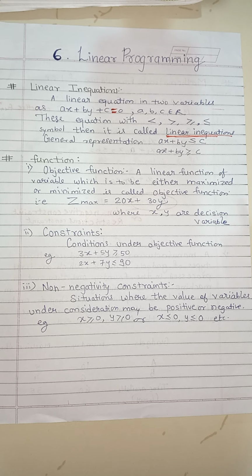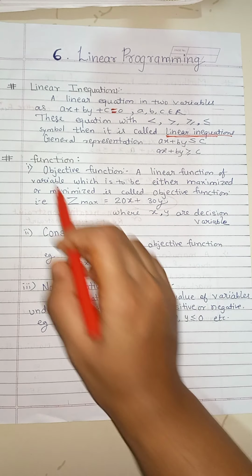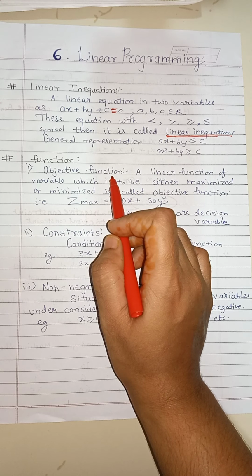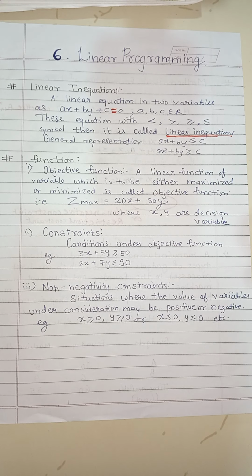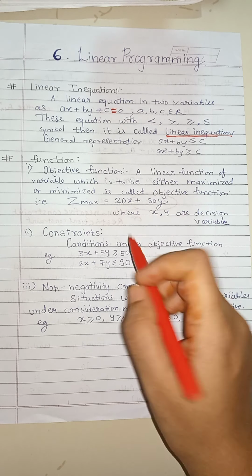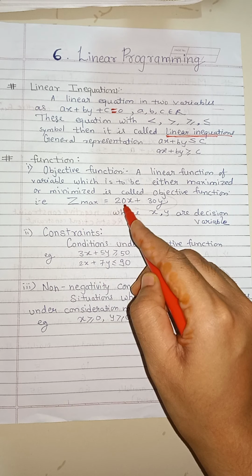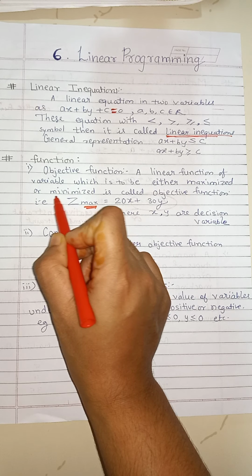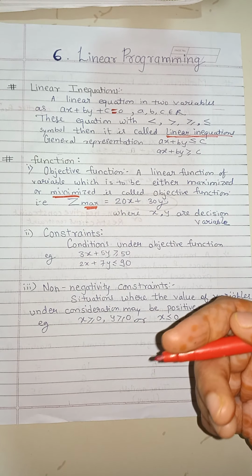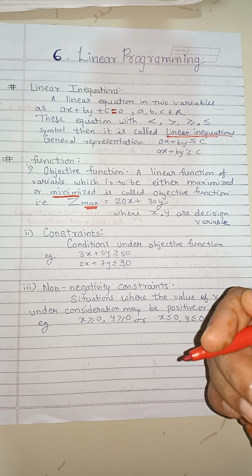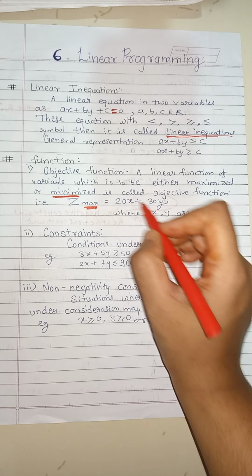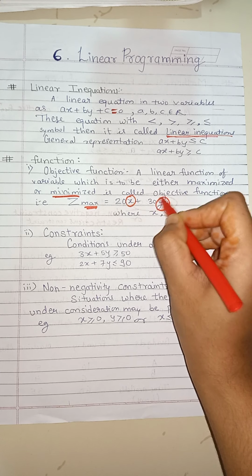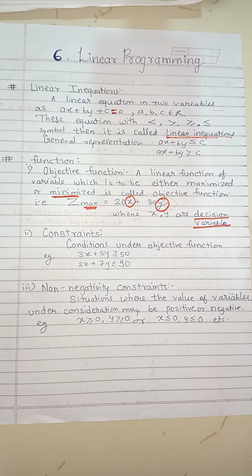For that purpose we have to find some components. The first component is the objective function. If any equation represents the maximum profit or the minimum profit, then it is written as Z maximum 20x plus 30y. This max or min word in the equation is called an objective function, and the variables x, y are called decision variables.